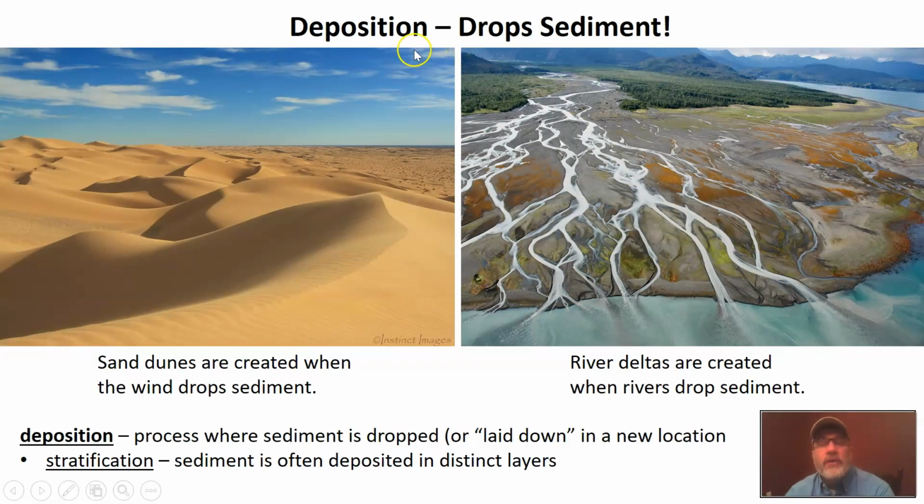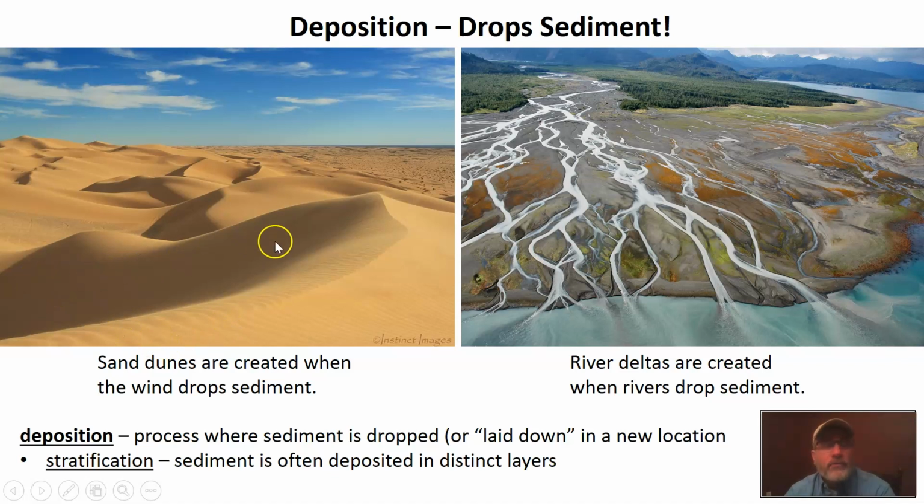So the last process that we have to think about, right? We had weathering, which breaks the rock apart. We have erosion, which moves the sediment from one place to another. Now we're going to talk about deposition. Deposition is where that sediment just gets dropped, right? So eventually the wind and the water run out of energy. They don't move it any further, and they just drop that sediment in a new location. When the sediment stops moving, that's when we have deposition.